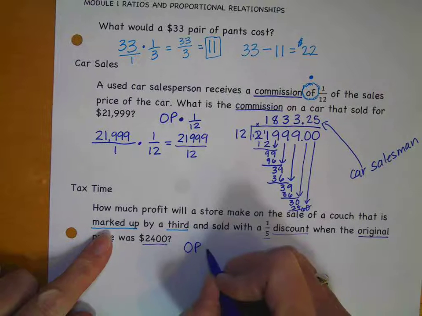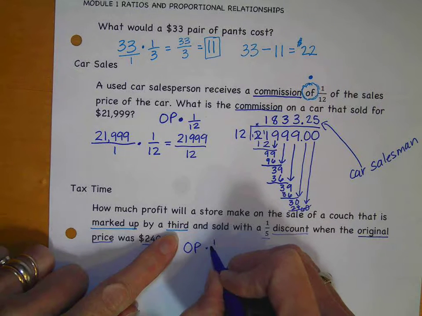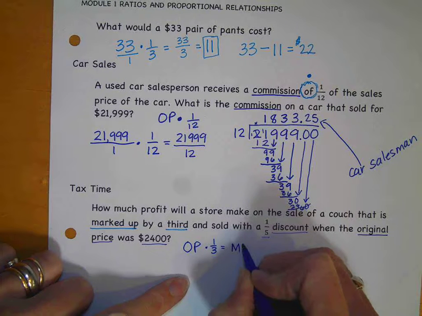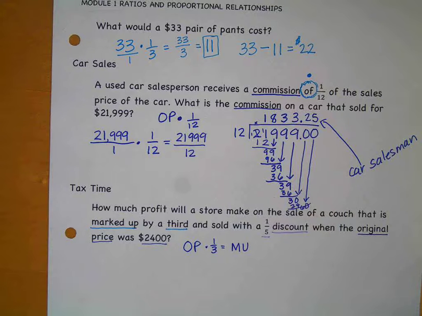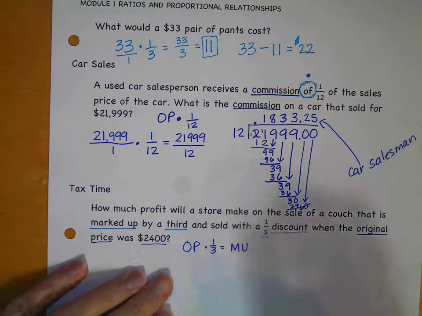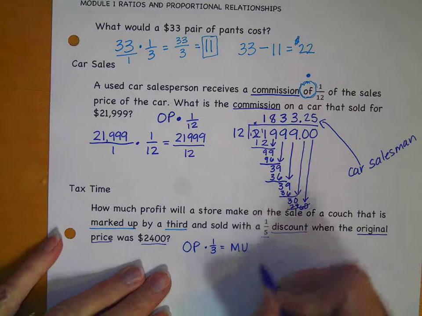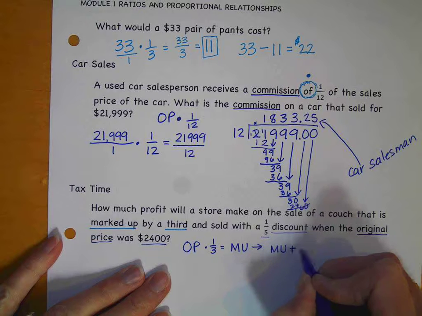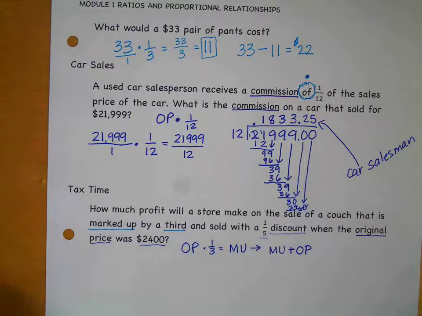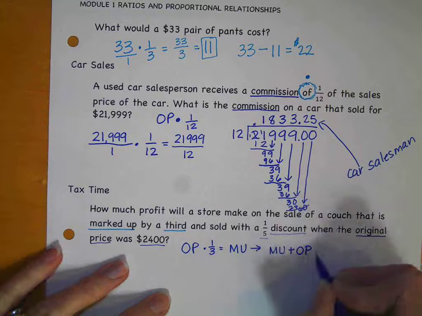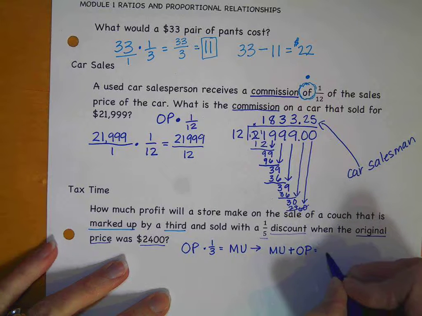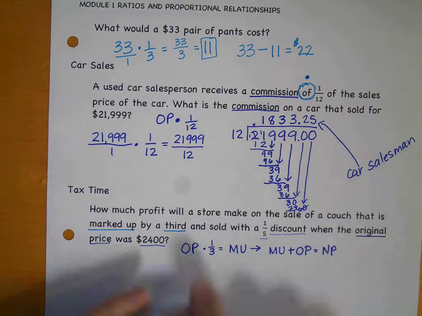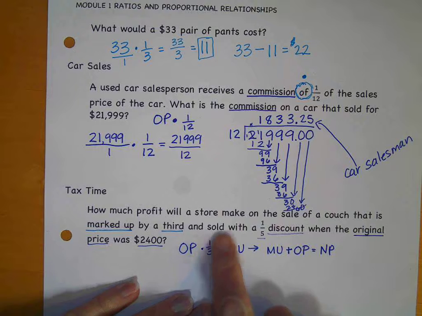So we're going to take the original price and mark it up. That means we take the original price times 1/3, and that equals our markup. Do you recognize that? Then, because we're not done, we take the markup and add it to the original price, because remember, marking up makes the price cost more. So we add it, and that gives us the new price, right?